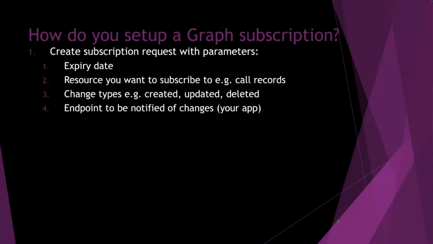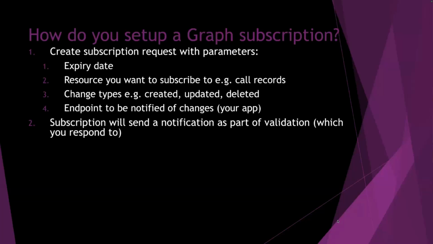Obviously, when Graph receives that subscription, it needs to know where to send the data to, so to notify us that something's been created or whatnot. So once we've set up that subscription request, it will then send a fake notification or pseudo notification to your notification endpoint to validate, to prove that you are listening, you are running on that endpoint that you've specified in the request. And then once that's validated, you just receive notifications until it expires.